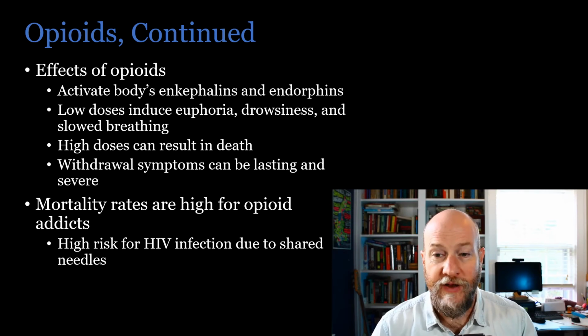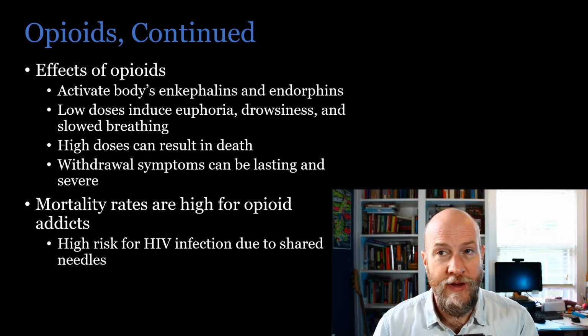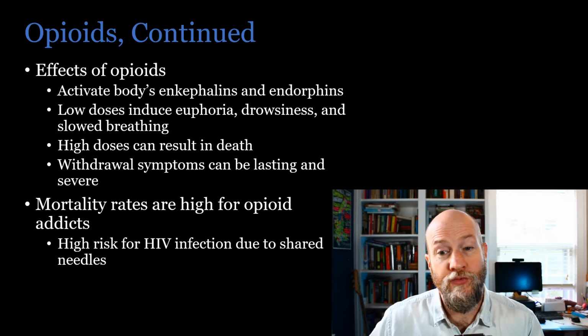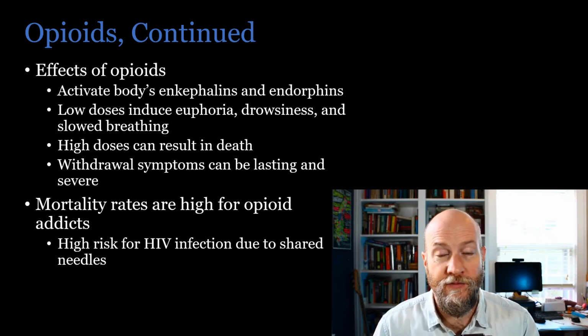Another issue to consider that I mentioned earlier is this idea of tolerance. What happens for a lot of people is that they will abuse opiates, especially intravenously. They quit. They may go through a rehab. They may quit of their own accord. And then they relapse and they go back to their same dosage that they are now no longer tolerant to, which then unfortunately often results in an overdose and sometimes in death.